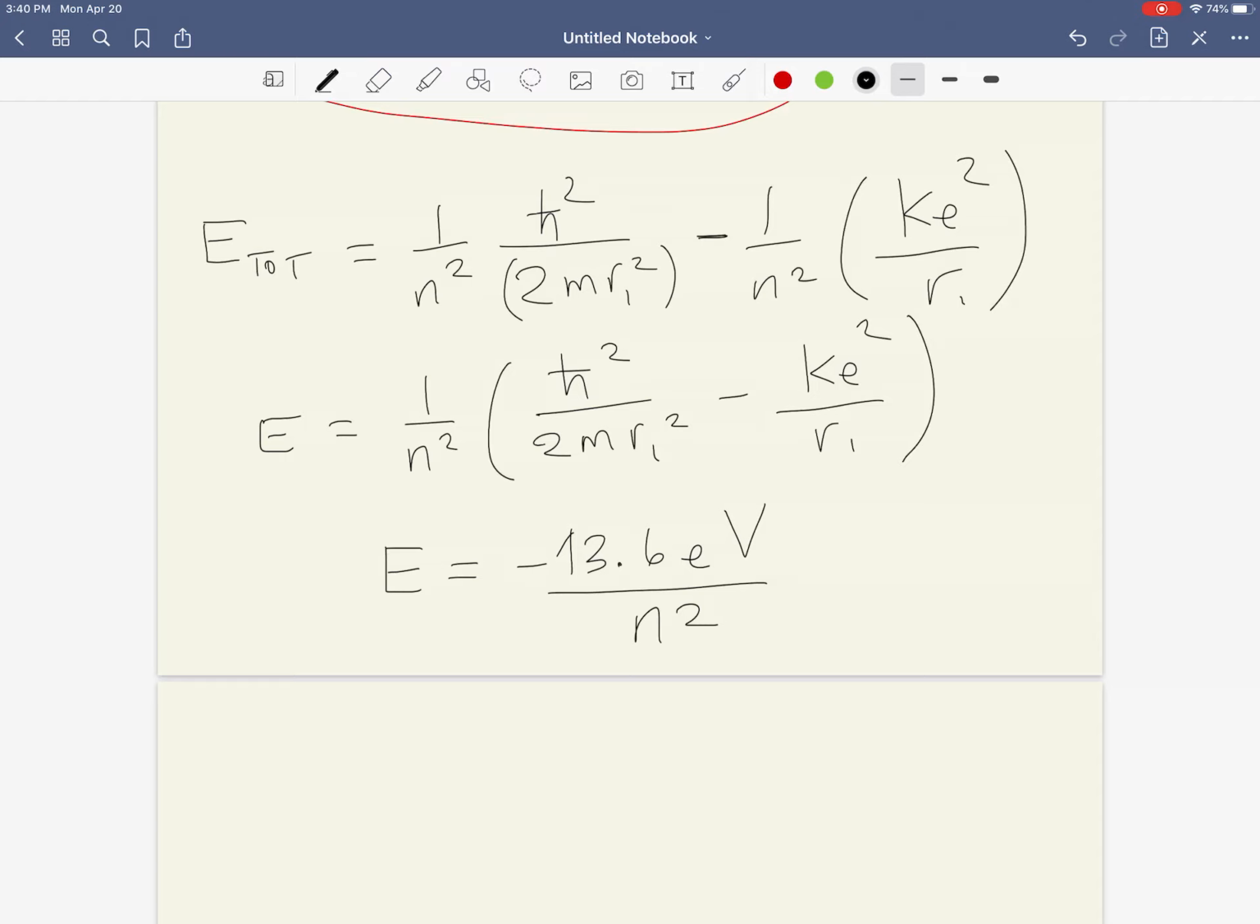We can write this in joules, but we've chosen to write it in eV because most people, when they do these calculations, do it in eV. This is the end of the calculation. This expression here is the total energy of a hydrogen atom.